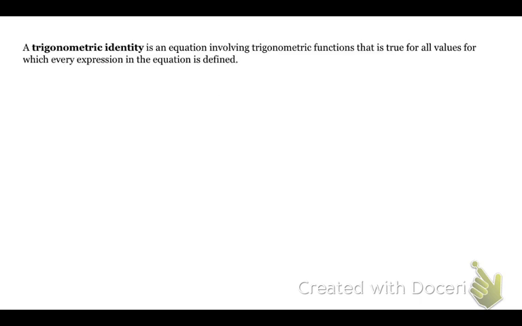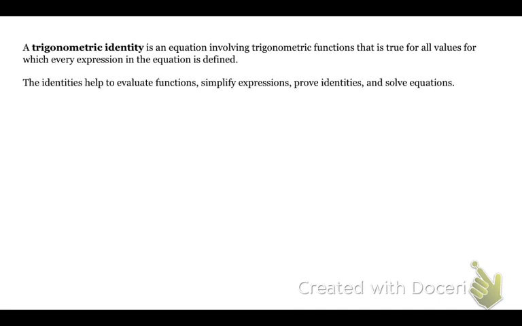A trig identity, or a trigonometric identity, is an equation involving trig functions that is true for all values for which the expression in the equation is defined. So basically it's saying you could plug in whatever value and it will always be true. The identities help to evaluate functions, simplify expressions, prove identities, and solve equations.